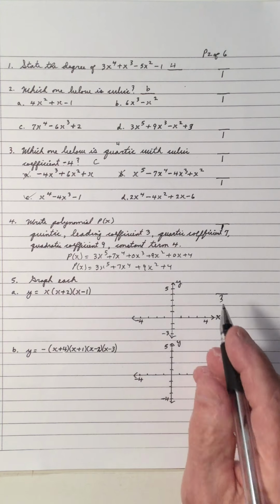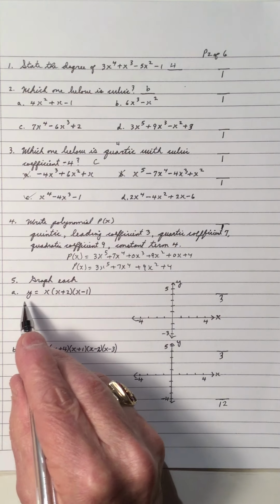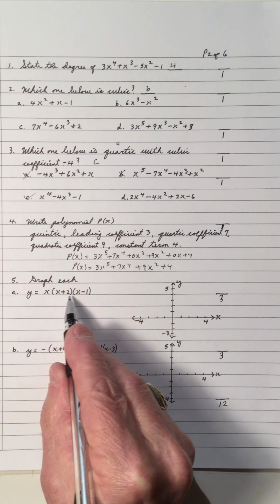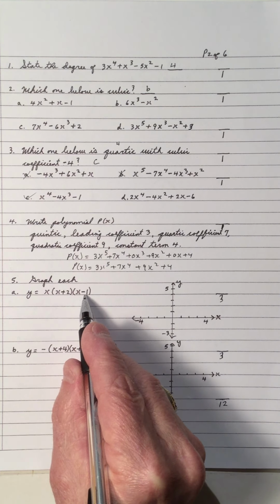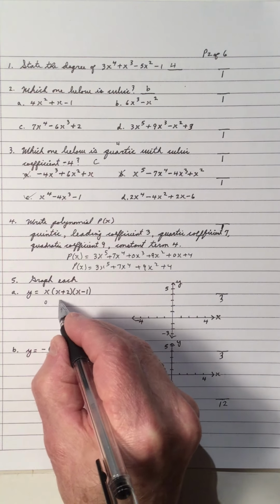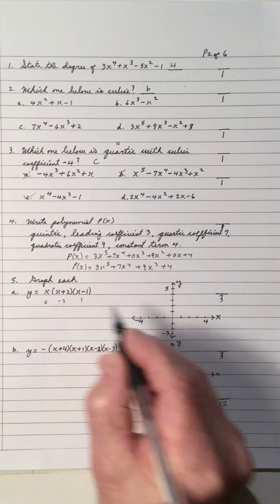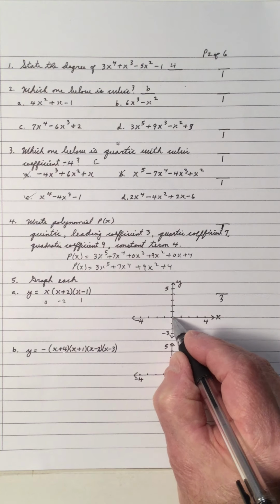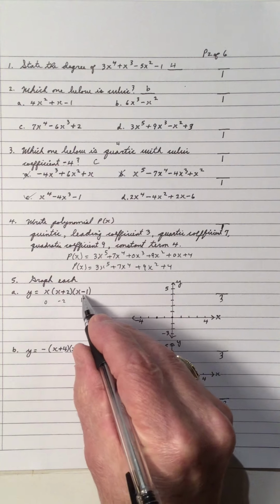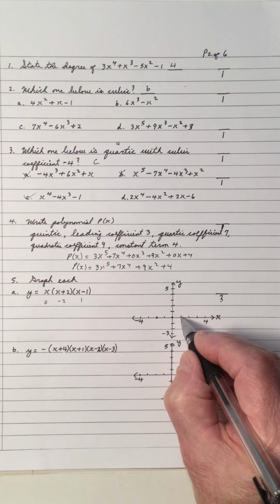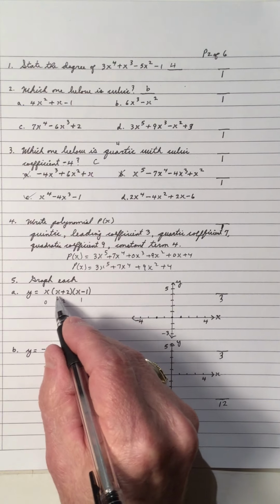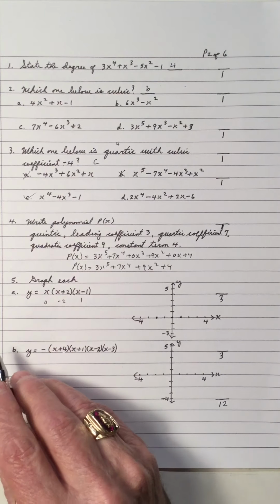Number 5, let's graph each of these. And we have y equals x times x plus 2, x minus 1. So the x-intercepts are 0, negative 2, and 1. So there's the 0. And negative 2 is right here, x-intercept. X-intercept of 1. What you do, you let each of these equal 0 and solve them, or you just get the opposite of what you see.